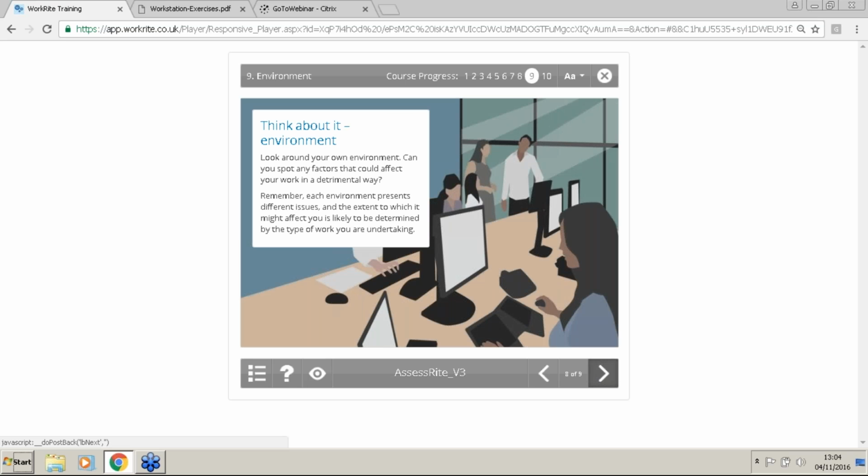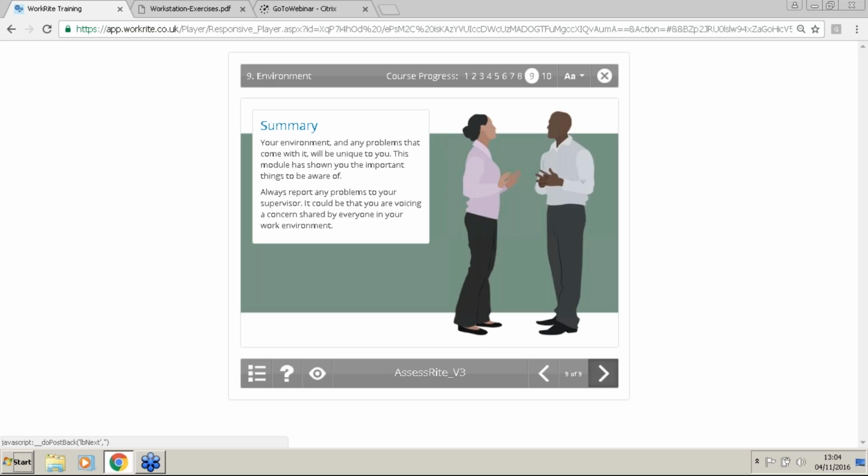So look around your own environment. Can you spot any factors that could affect your work in a detrimental way? Remember, each environment presents different issues, and the extent that it might affect you is likely to be determined by the type of work you're undertaking. Your environment and any problems that come with it will be unique to you, and it's important to make yourself aware of it. Always report any problems to your supervisor. It could be that you're voicing a concern shared by everyone in your work environment.